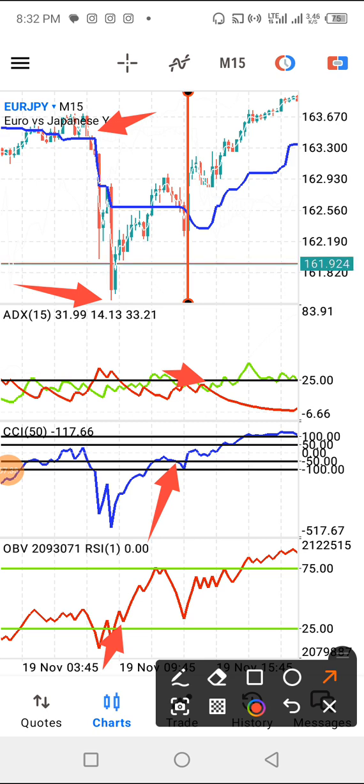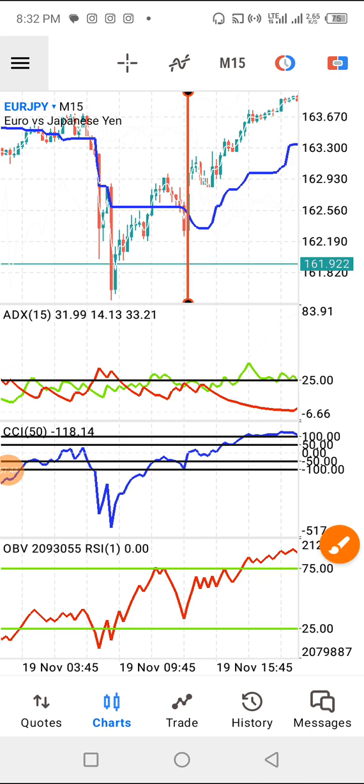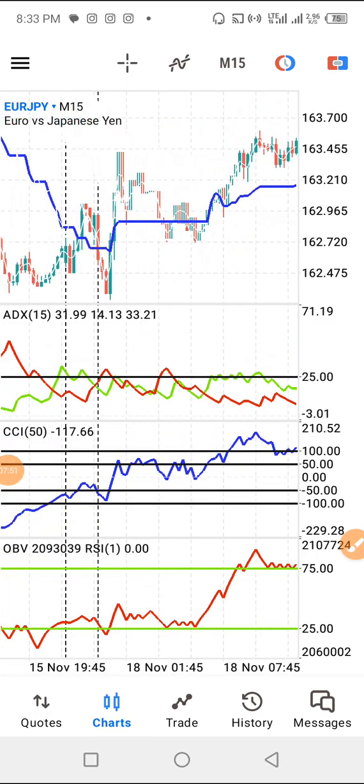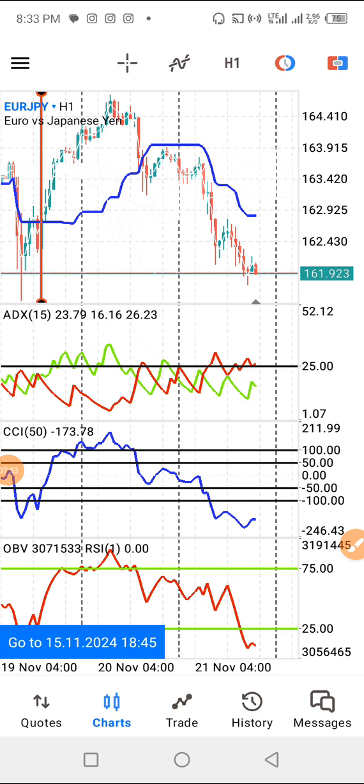Exactly, guys. So this is how you use this strategy to scalp the market. It can be used on any pair, be it forex or synthetic indices.